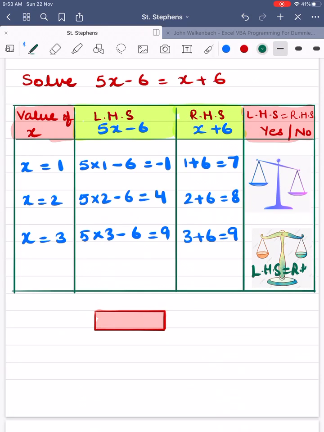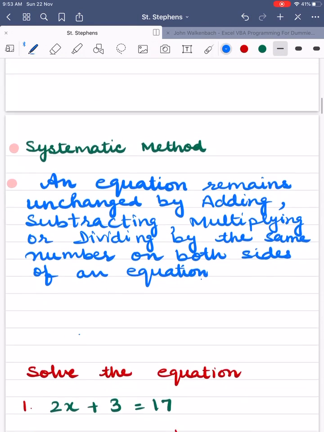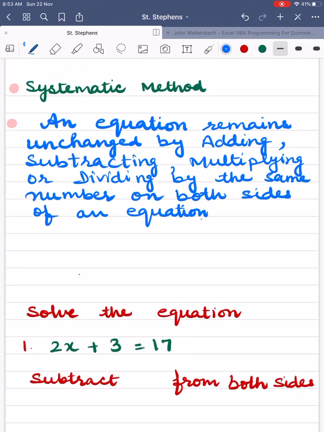So the solution of the equation is x is equal to 3. Now children, let's solve the equations by systematic method. An equation remains unchanged by adding, subtracting, multiplying or dividing by the same number on both sides of an equation. Now let's solve the equation by placing the same number on both sides of the equality sign. And children, think and find what to remove to get x.